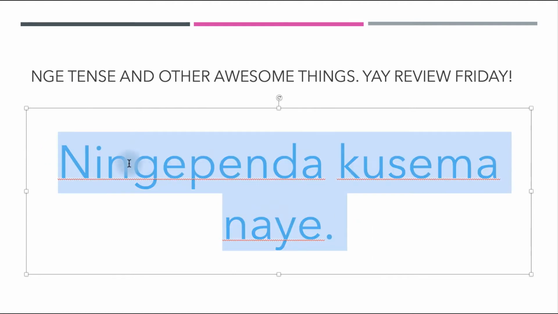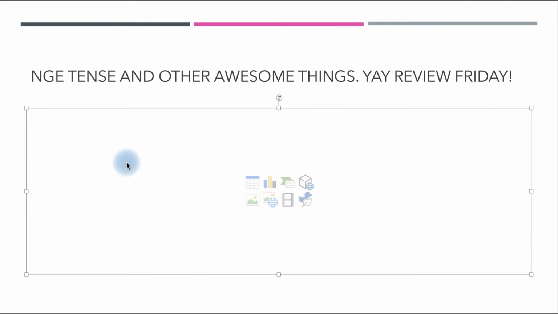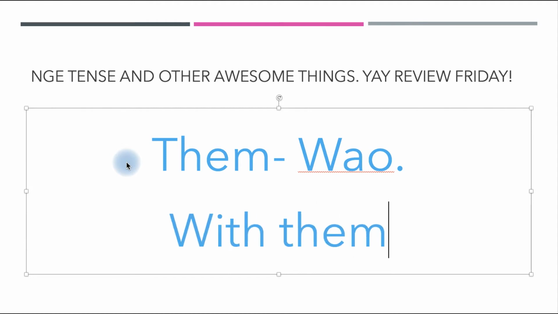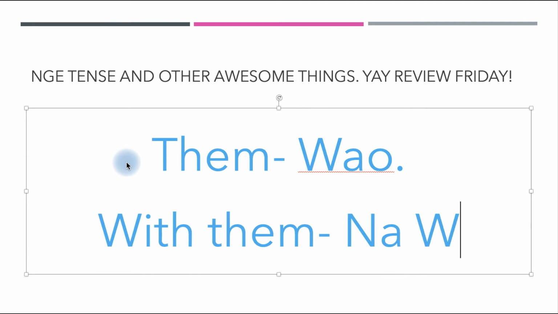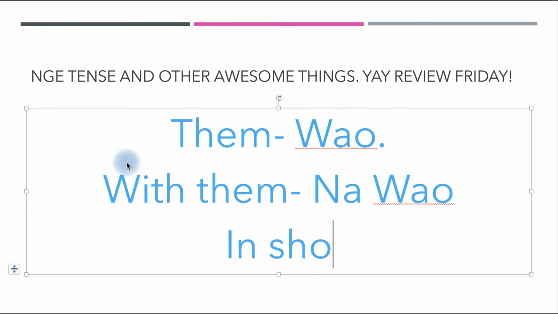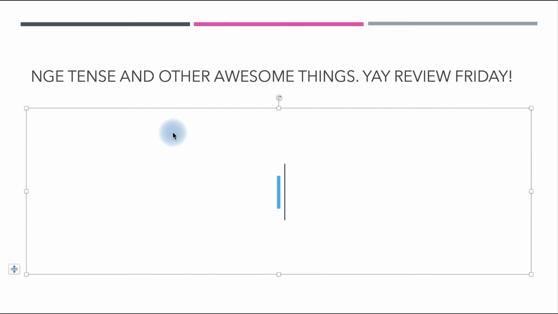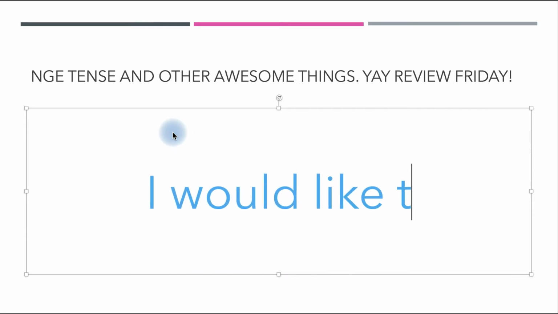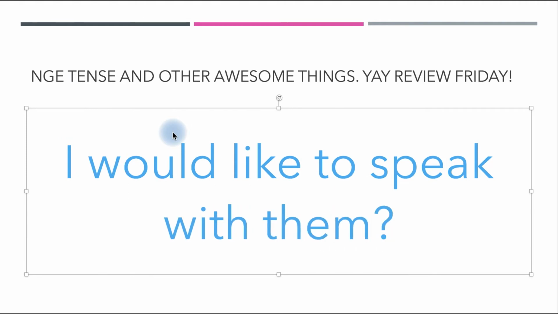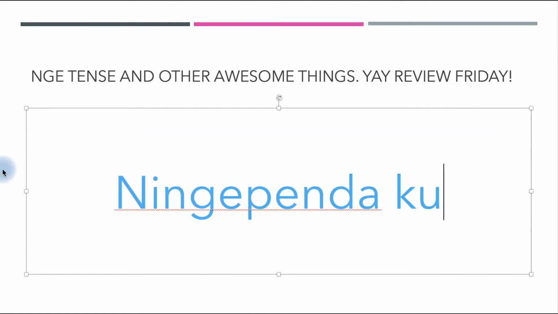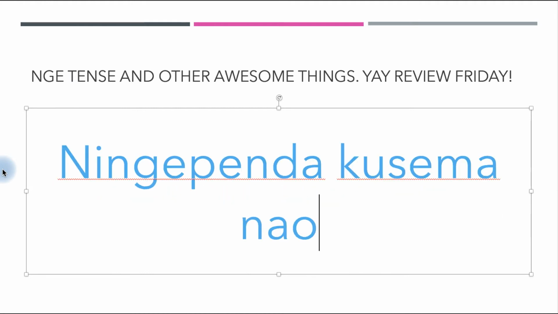Let me show you something else. To say them is wao. So with them, you would say na wao, and in short, you would say nao. So how would you say, I would like to speak with them? Did you say ningependa kusema nao? The other word for sema is zungumza, so sometimes that comes into my head, but sema is much easier, so that's why I'm using it here.